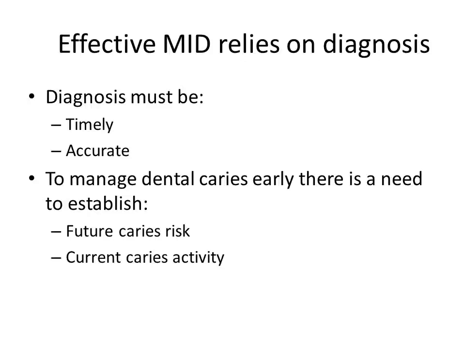So diagnoses have to be timely, so be able to be applied early in the process, and also they have to be accurate so that we make the right decisions about care for the tooth or for the patient. But we also need to think about future risk. So what is the likelihood, even if we have a person before us at the moment who is healthy, what is the likelihood that they may develop dental caries in the future?